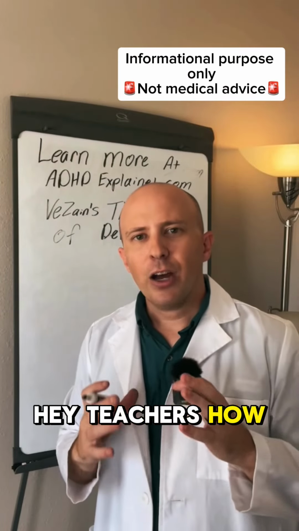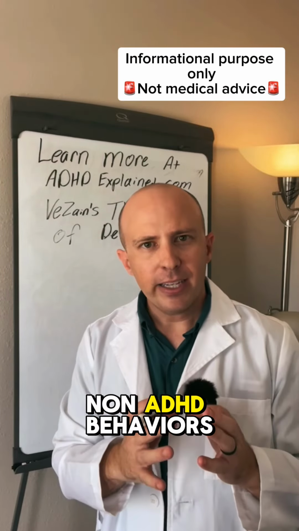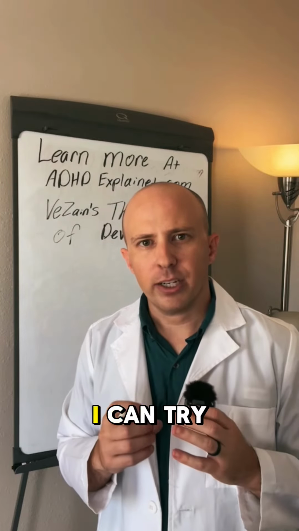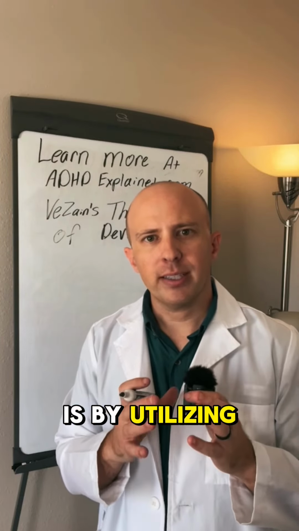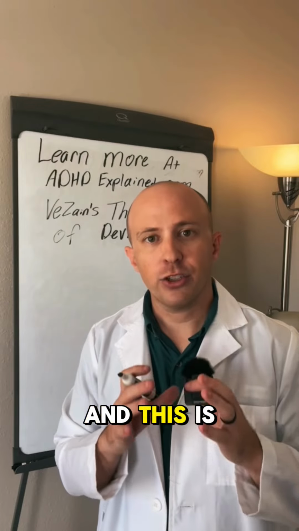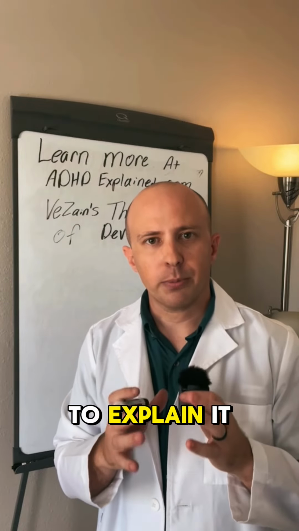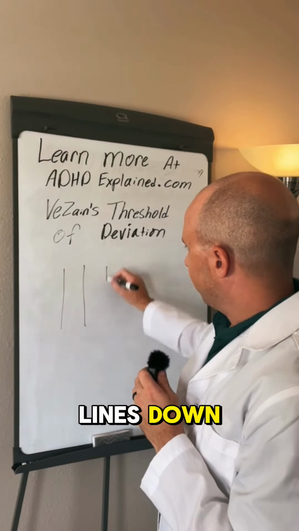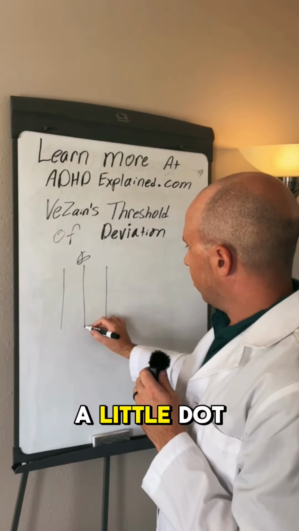Hey teachers, how do you guys try to explain non-ADHD behaviors versus ADHD behaviors to parents? Well, one of the ways that I can try to help you out with that is by utilizing something called the threshold of deviation. And this is a really easy drawing to be able to explain it to parents. So what you do is you just draw three lines down and then a little star at the top with a little dot down here.